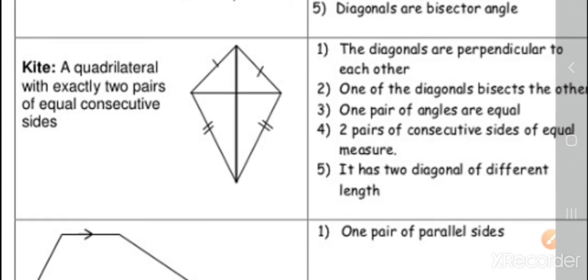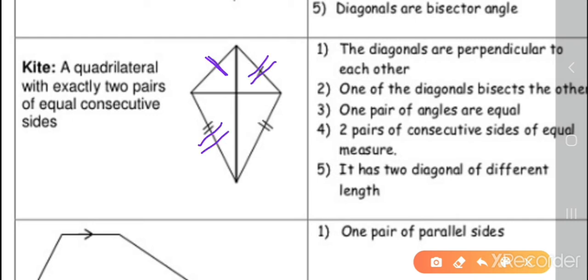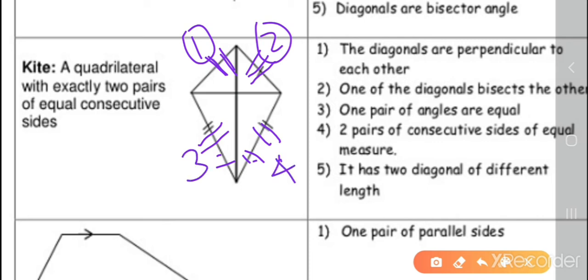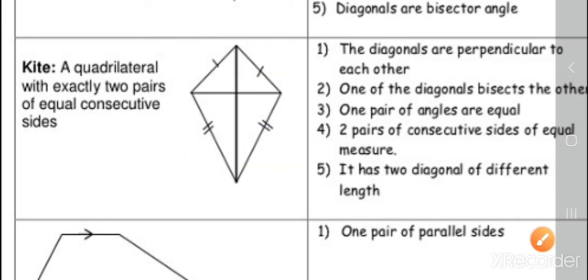Now a kite. A quadrilateral with exactly two pairs of equal consecutive sides. That is, this side and this side are equal, and here this one is equal. The near sides are equal in this, not the opposite. The near sides, we'll call them 1 and 2. 1 and 2 are equal. Here 3 and 4 are equal. So near sides are equal. So we call it a kite.